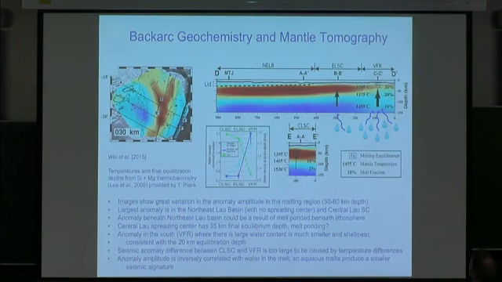So initially, we thought it might be due to different temperatures. So we worked with Terry Plank to develop temperature estimates for the melting column in both of these areas. And the central Lau spreading center does have a somewhat hotter melting column, but that was not enough to explain the difference in the seismic velocity anomalies. And indeed, she gets a higher total extent of melting here to the south than in the north.